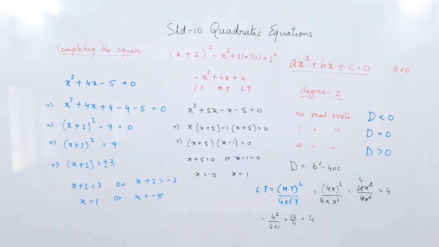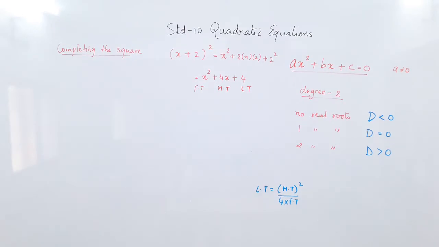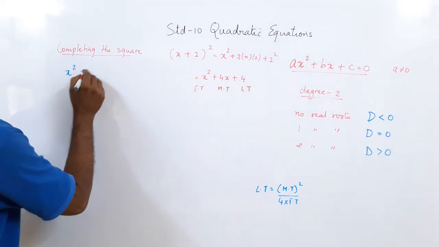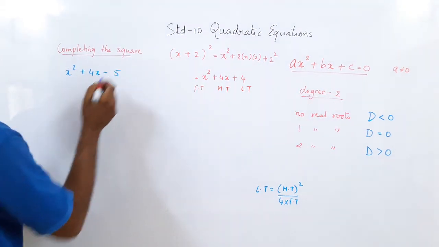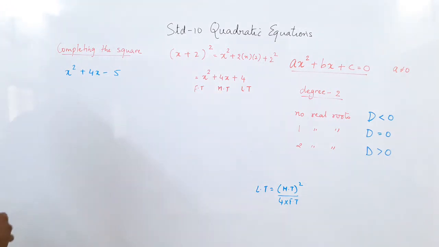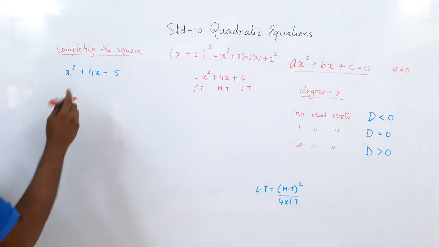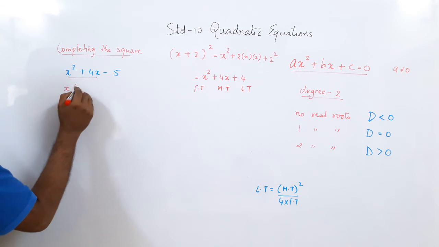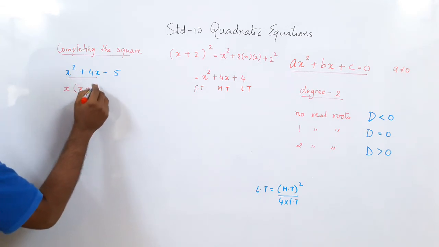Now we'll see graphically how we complete the square. Now this is given in the textbook, but we'll still work it out. What was the sum given to us? x square plus 4x minus 5. Now we don't want the minus 5, we want the perfect square. Let us see graphically how it works. So we'll only take the first two terms, x square plus 4x. If I take the x common here, what do I get? x into bracket x plus 4.